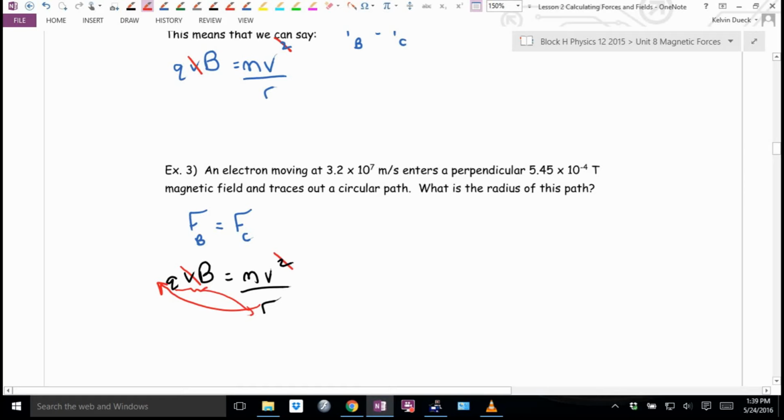By the way, I like this question, but for some reason I see a lot of kids do this backwards. They move the MV to the bottom, and what they've solved for is 1 over R. They don't realize the R is starting out on the bottom. In other words, you're going to get R equals MV over QB. By the way, the top of that fraction, what is mass times velocity?